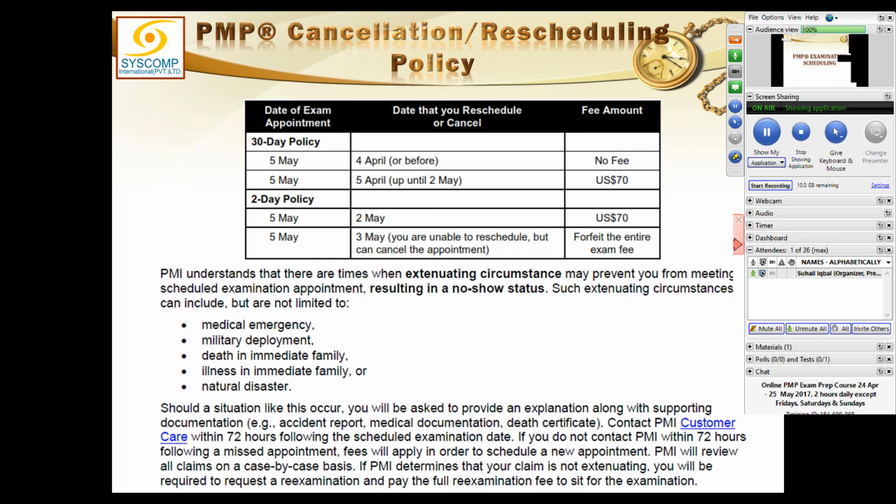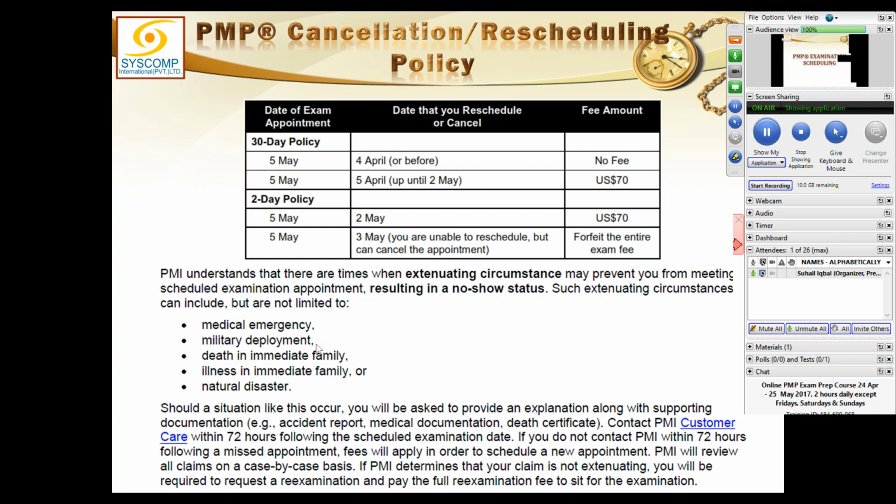Now sometimes when you book your exam, you may come across certain emergencies due to which you cannot reach the exam center. You meet an accident or something bad happens and you can't sit in the exam. What about that? Will PMI allow you something? Yes, of course. But the policy of PMI is that only in these cases listed here, you could be allowed another chance. Number one, if there is a medical emergency.